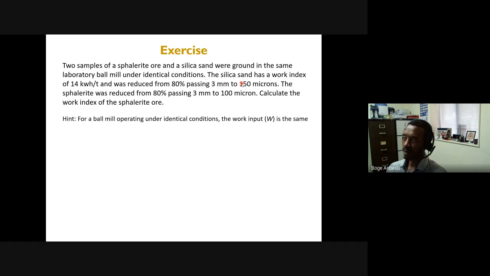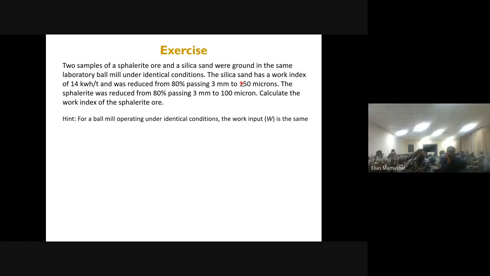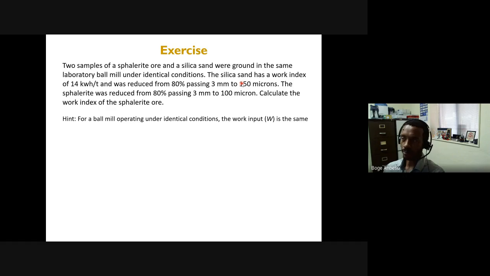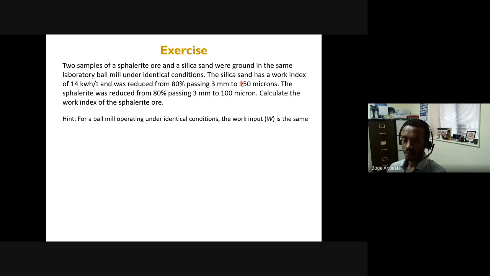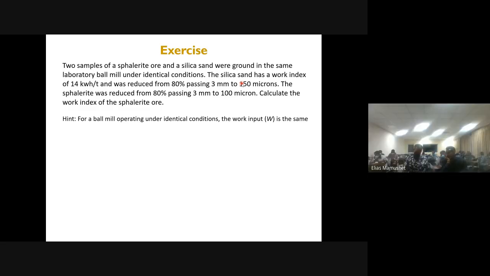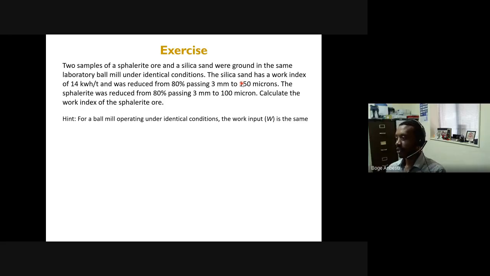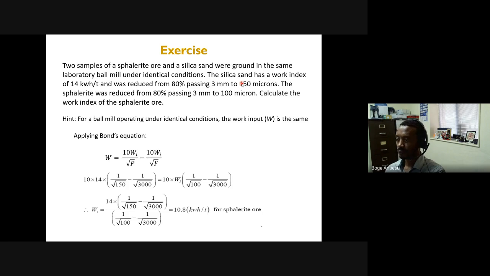Okay, for the silica sample, you know the work index. You can determine the work input for the mill, and then you can use that same work input, and that work input equals 10 times Wi divided by the product and the feed particle sizes for the sphalerite. And then from that, you can determine the work index very easily.